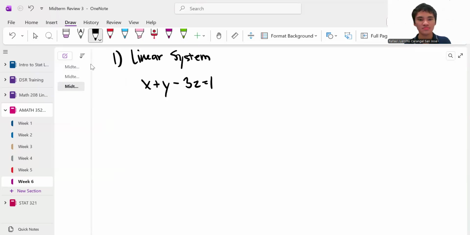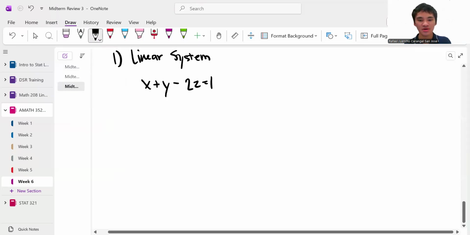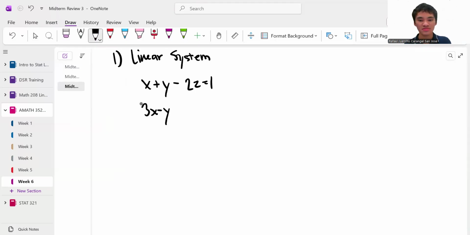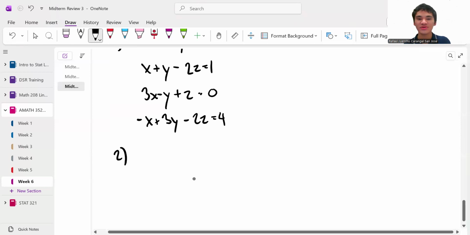I'm just copying from what was discussed in lecture so that I don't get sidetracked or forget what that was. Negative x plus 3y minus 2z equals, I think it was 4. So that's one way of organizing it.